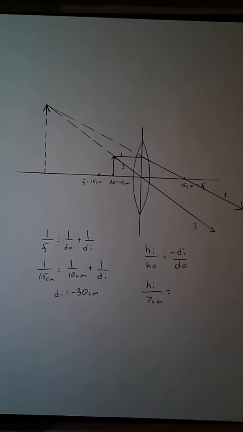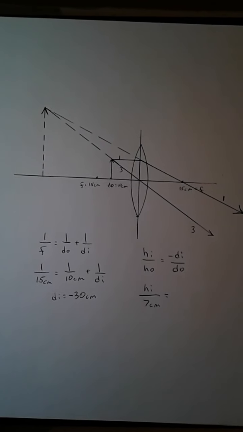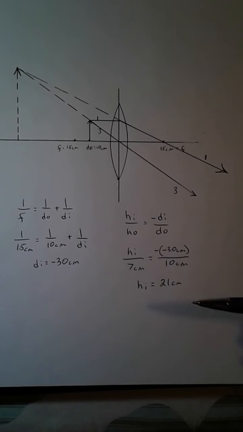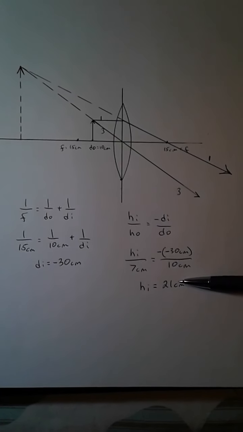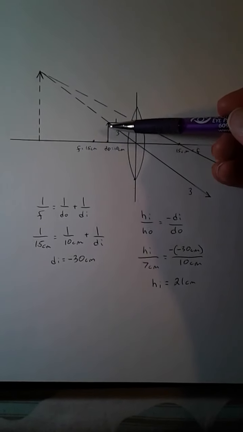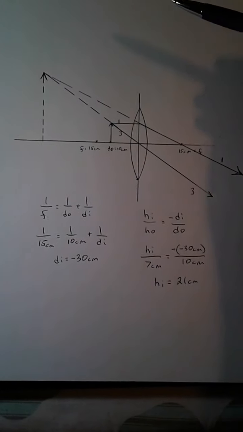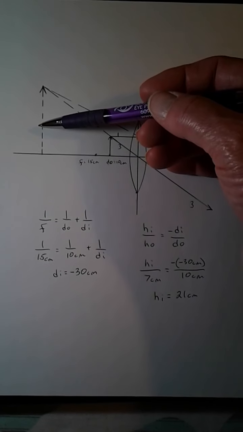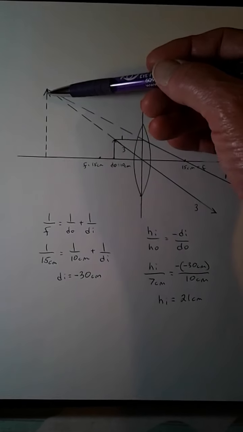My scale shows about 7 centimeters for the height of the object. So we get a positive number of 21 centimeters, and that would make sense. If this is 7, that's about 3 times as big, maybe a little bit more. And this height of the image is a positive value because it's upright.